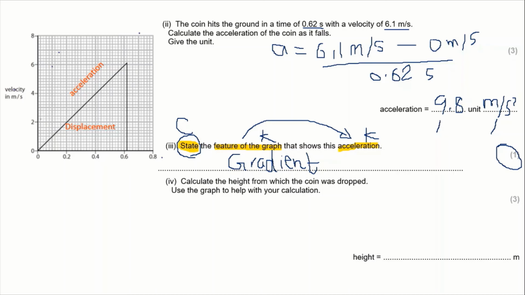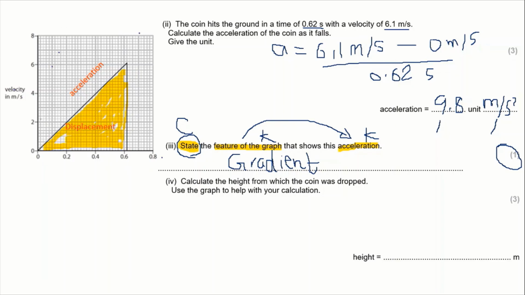Okay. Then calculate the height from which the coin was dropped. Use the graph to help with your calculation. How do you find this? As we know, the area, which I'm marking here, I'm shading the area under the graph. It shows the displacement. That is the height from which the coin fell.